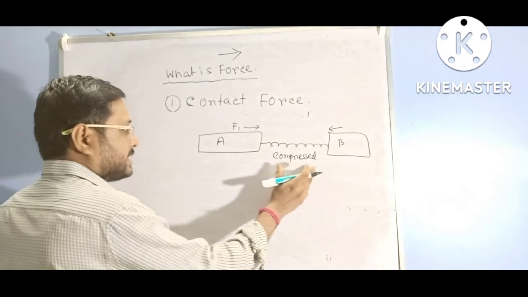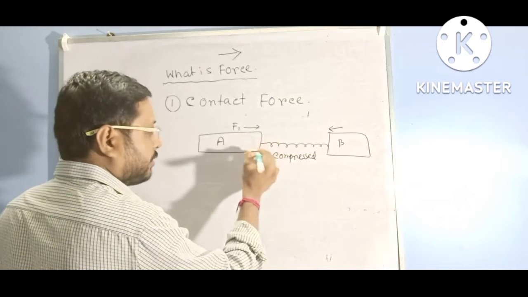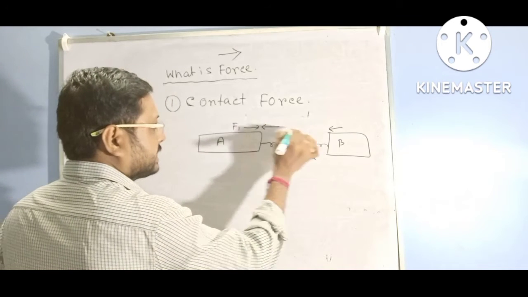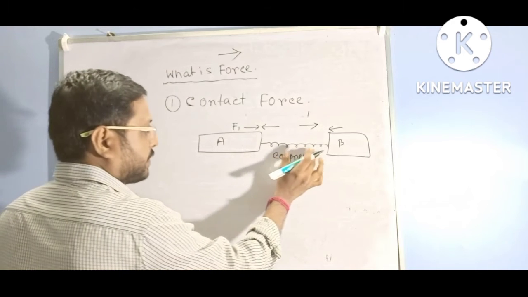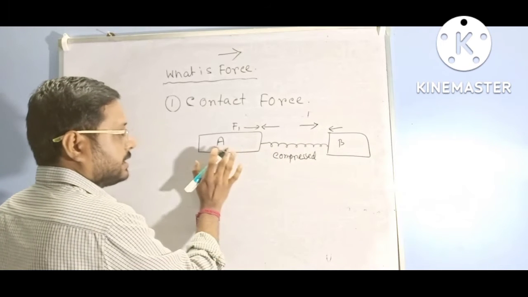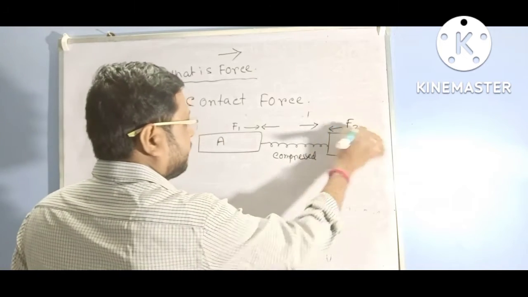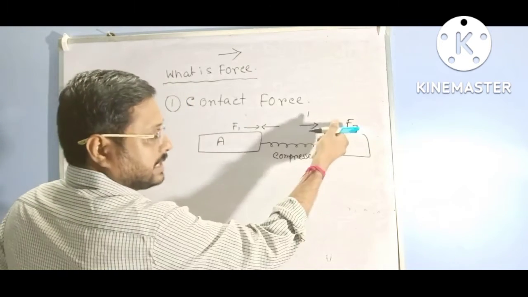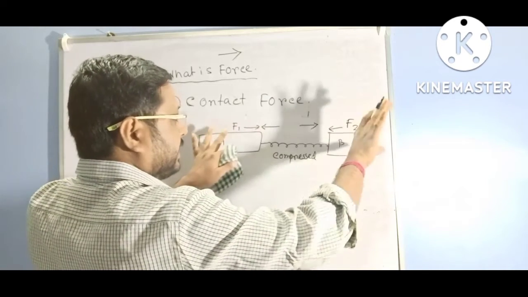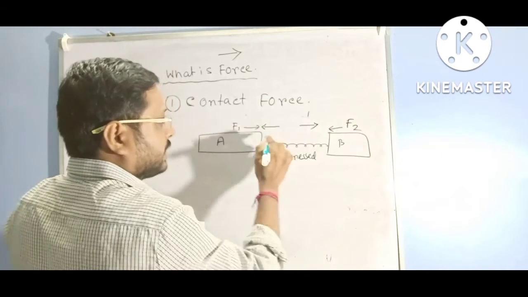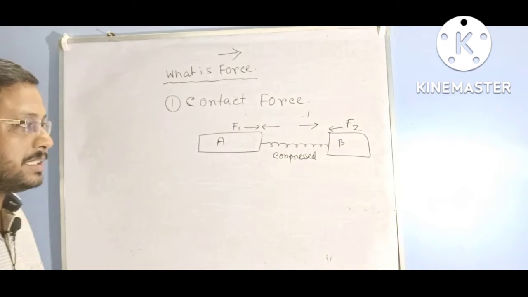So for compression, the spring exerts an equal force in the opposite direction to the applied force to retain its original size. So if A and B apply force along this direction, the spring wants to eliminate this force or oppose this force in the opposite direction to retain its original size.